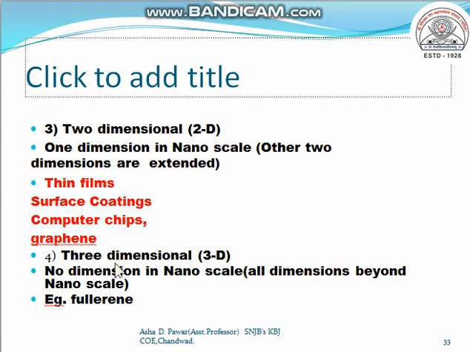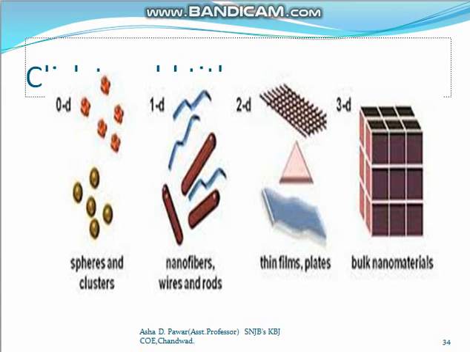And the last type is the three-dimensional nanomaterial. No dimension is in the nanoscale; all the dimensions are beyond the nanoscale. For example, fullerene. Then see, this is the diagram where examples are given for all types of nanomaterial.